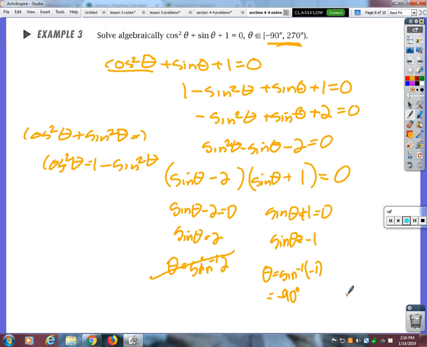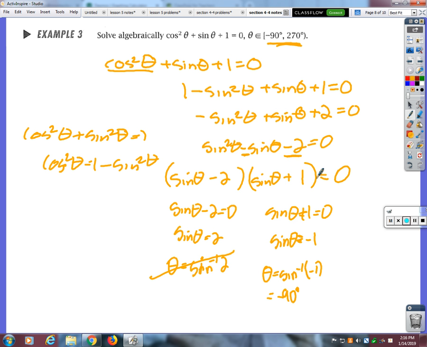This one? From here. How did I get this? Oh, okay. So when you're factoring, you want two numbers that multiply together to be this number and add to be that number. So negative 2 times 1, okay, got it. All right, so our answer is negative 90.